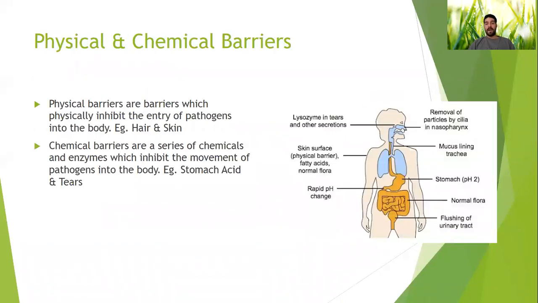So a physical barrier is any barrier which physically inhibits the entry of pathogens. For example, having hair or skin, that's our barrier that will physically stop pathogens from getting into our body. Chemical barriers are a bit different. They inhibit the movement of the pathogen. So things like stomach acid or tears are both examples of chemical barriers that our bodies use to stop pathogens from entering our system. You can see in this diagram, there's a heap of different barriers that we have, and they're just very generalized to try and stop it from getting in the first place.